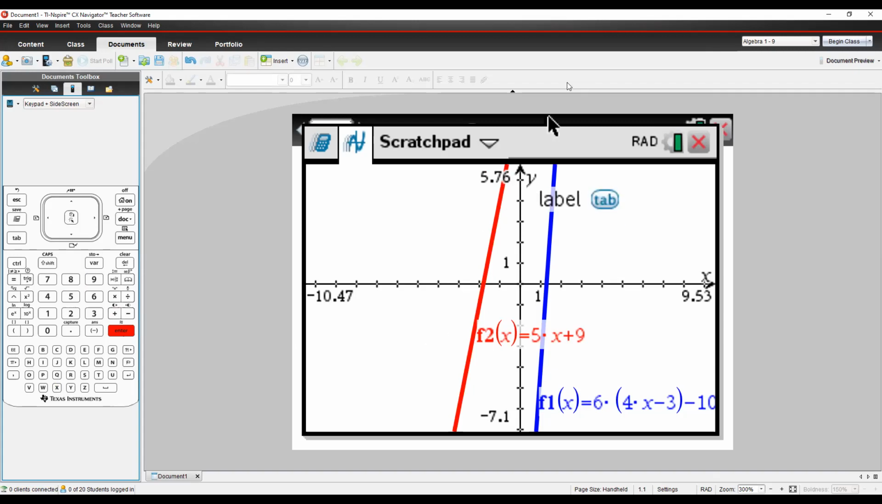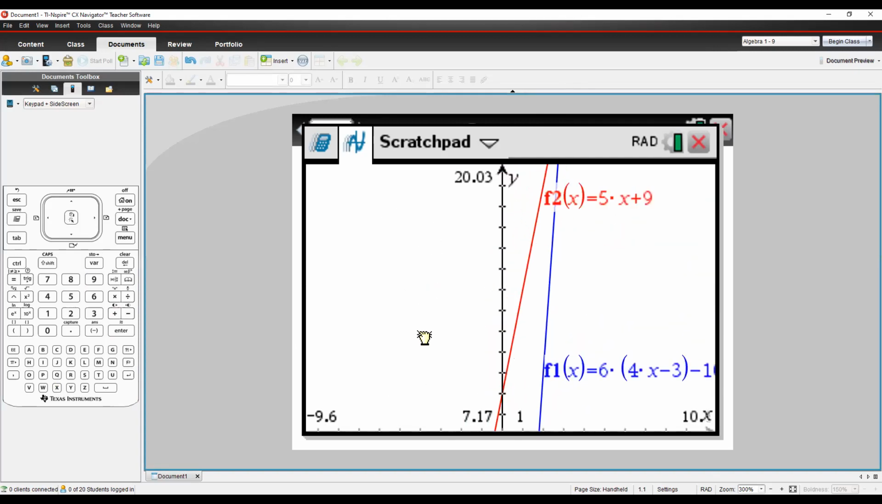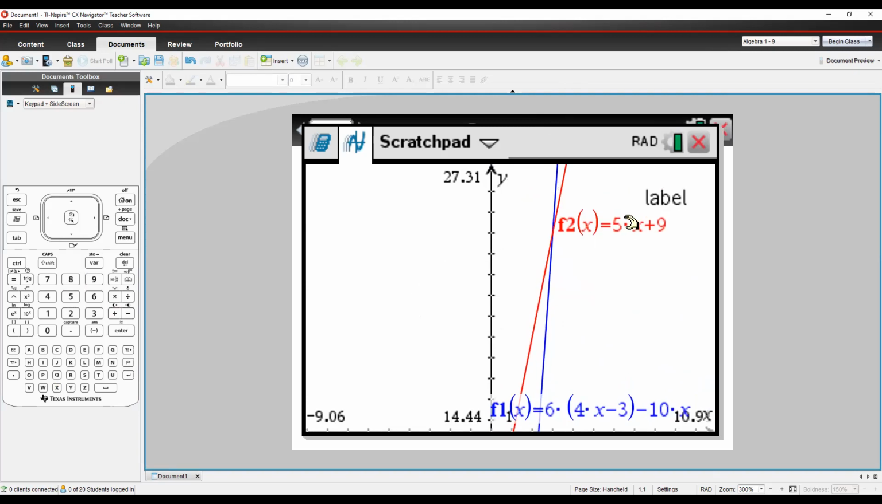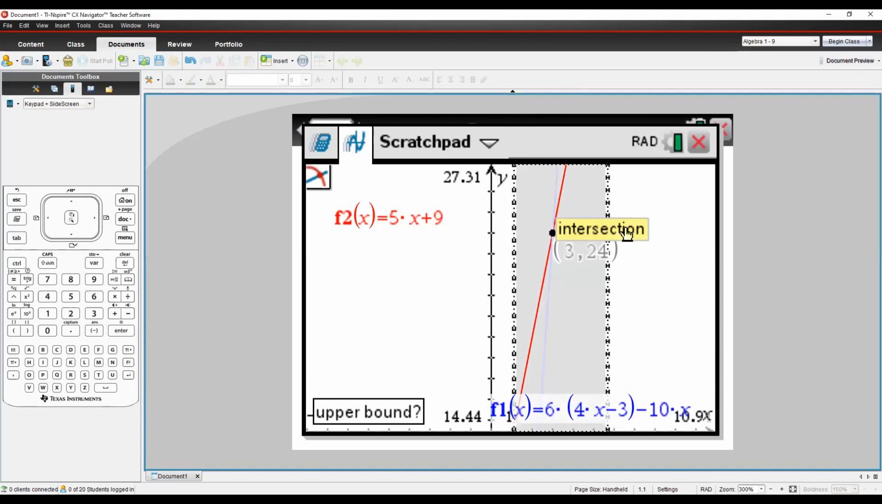It looks like it's up here someplace, so I'm going to drag the window down until I see it. The other way that I could do this is I could just go menu 44, which is zoom out. All right, so here's my intersection. So now I can do menu 64. So here is my answer.